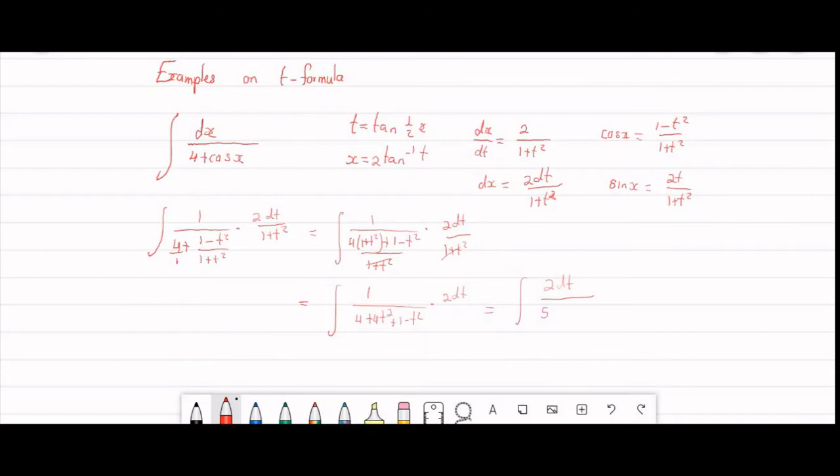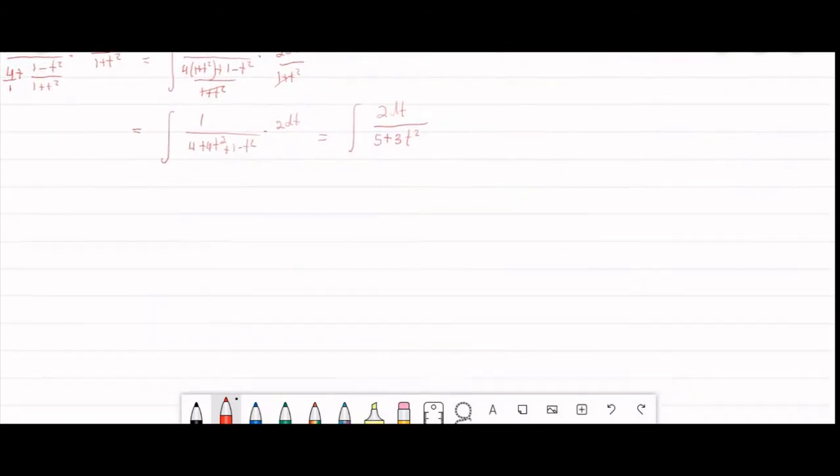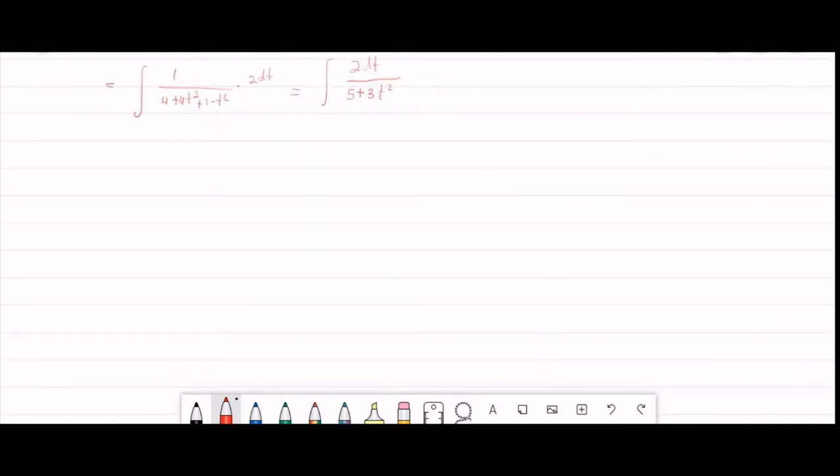5 plus 3t squared. So now, to solve this, let me take the 2 out, so we have 2 times the integral, and we'll be left with dt over the rest.